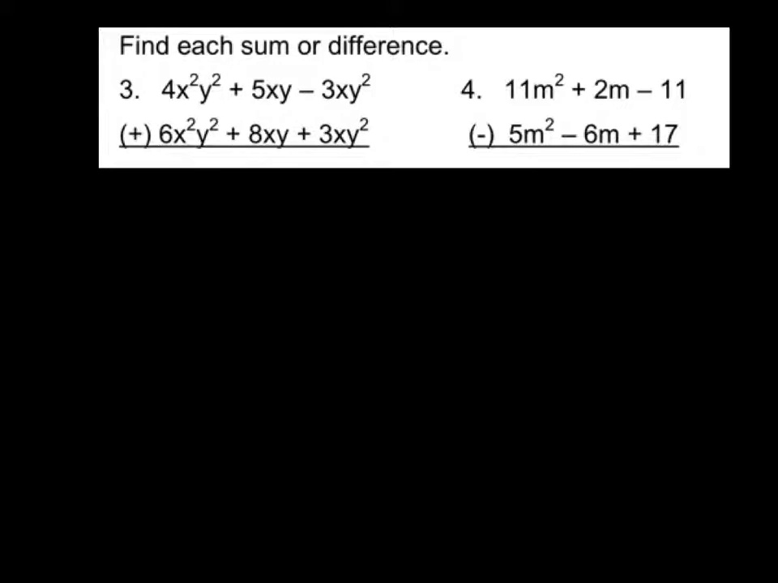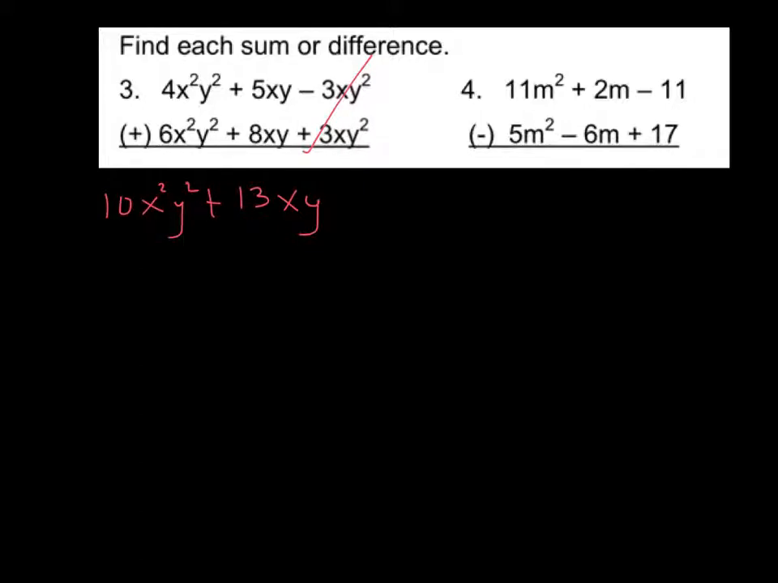So a negative 3xy squared and a positive 3xy squared cancel. If I have 5 xy's and 8 xy's, that's going to make 13 xy's. If I have 4x squared y squareds and 6x squared y squareds, that's going to make 10 x squared y squareds.